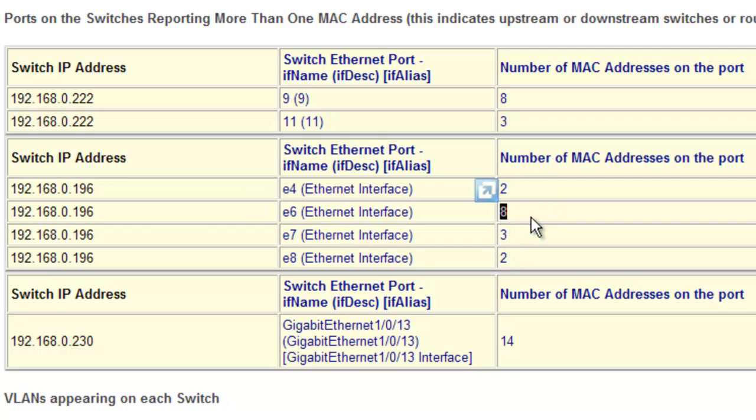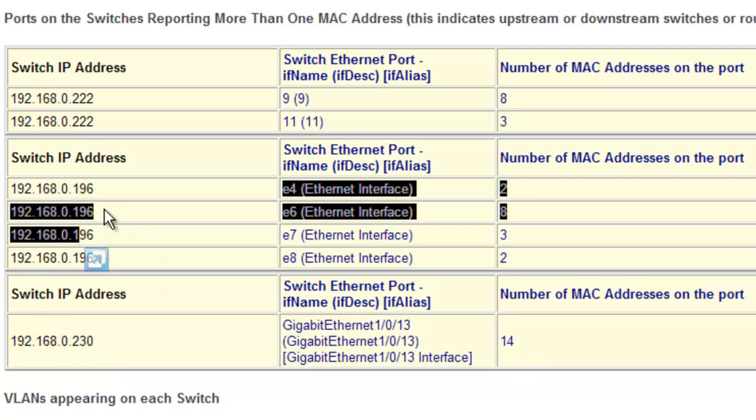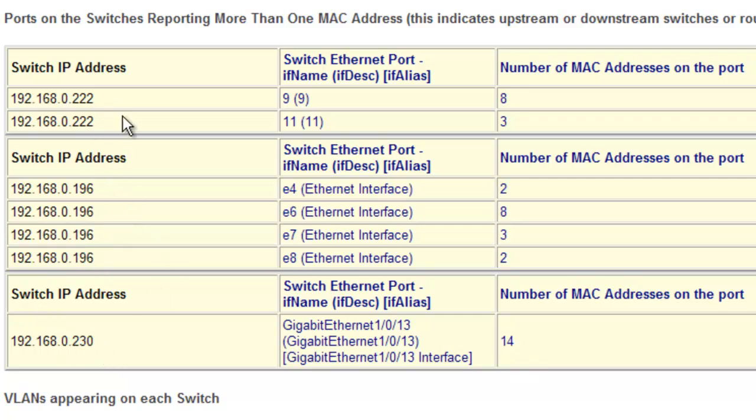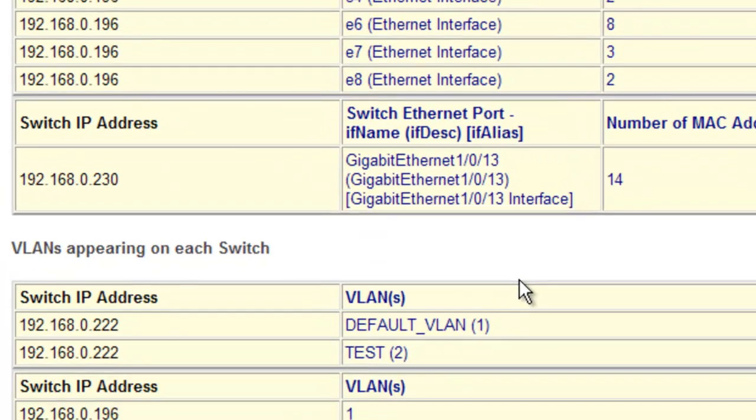So in this case you can see that with 8 you're looking at a fan out to an up or downstream switch, same with 8 here. And with 14, we definitely know this because this is the bottom switch, this is the top switch in the tree, and this is an intermediate switch.